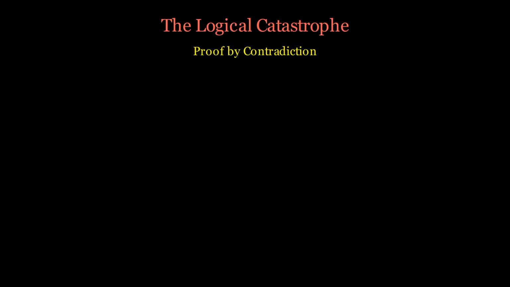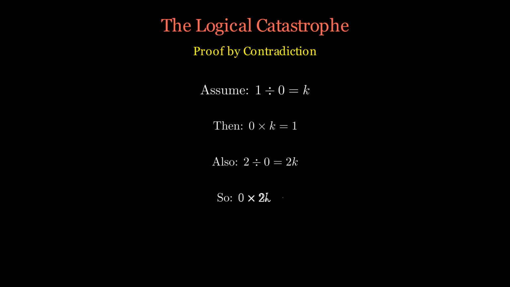Let's assume that 1 divided by 0 equals some finite number. I'll call it k. If this is true, then by our definition of division, 0 times k equals 1. But we also know that 2 divided by 0 should equal 2k, because if 1 divided by 0 is k, then 2 divided by 0 is twice that. So 0 times 2k equals 2. Now watch what happens when we use basic algebra.